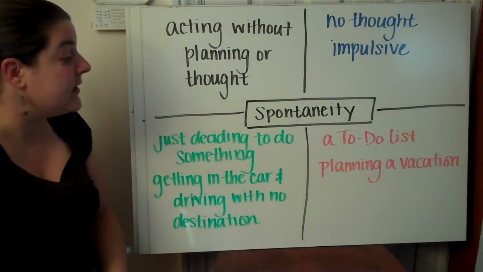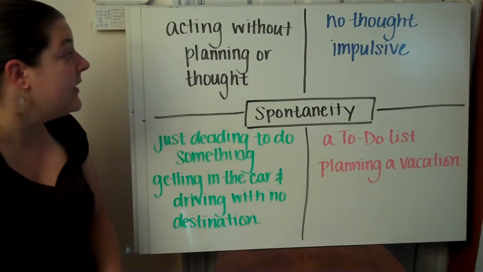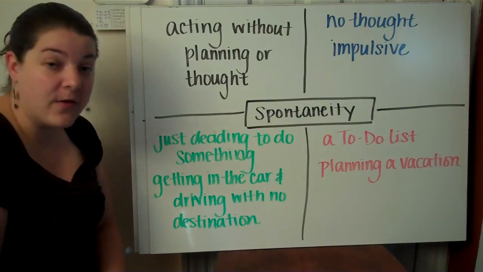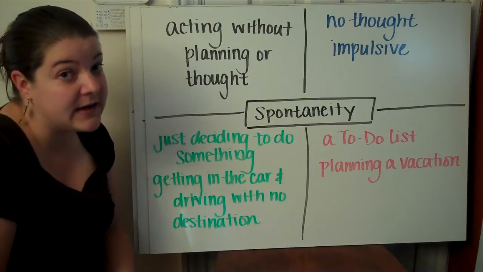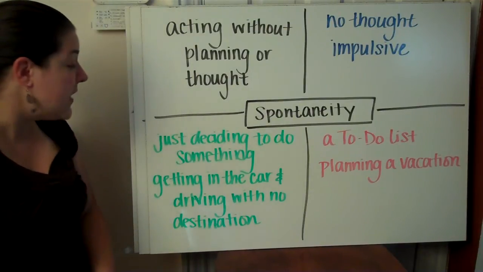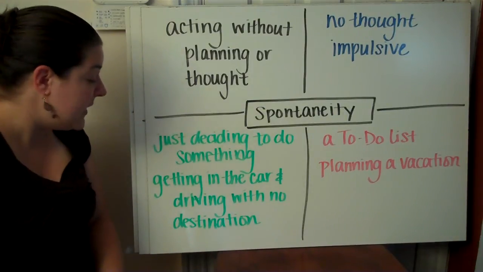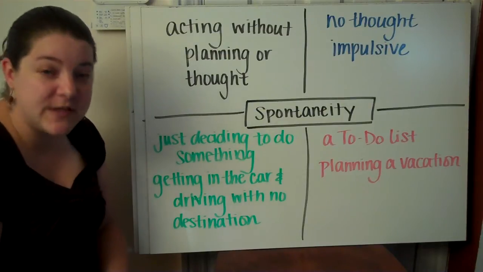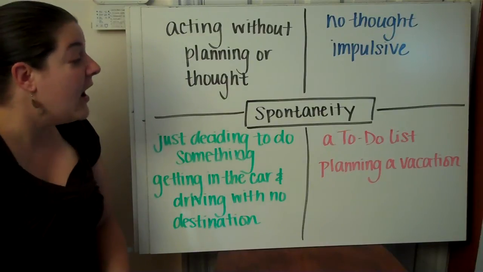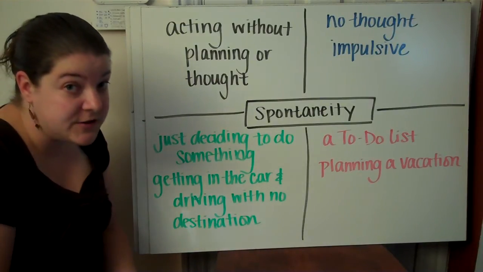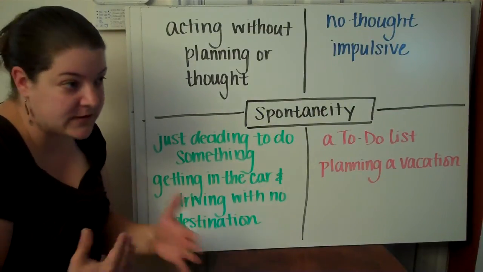Our next word of the week is spontaneity. Spontaneity is probably something that you're very familiar with. It's acting without planning or without thought. So, some characteristics, you've put no thought into this, no planning, and it's impulsive. So, some examples would be just deciding to do something without thinking about it. Getting into the car and driving with no particular destination in mind. You don't know, you're just getting in the car and going. Non-examples would be making a to-do list or planning a vacation, what you're going to do every day and what's going to happen.